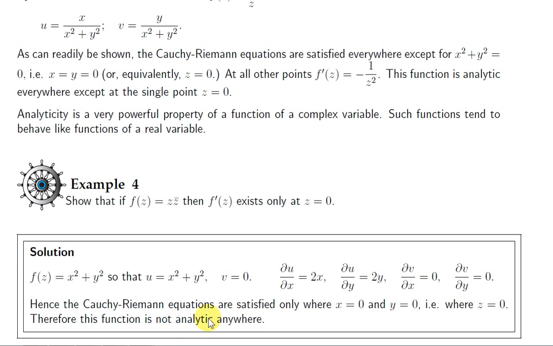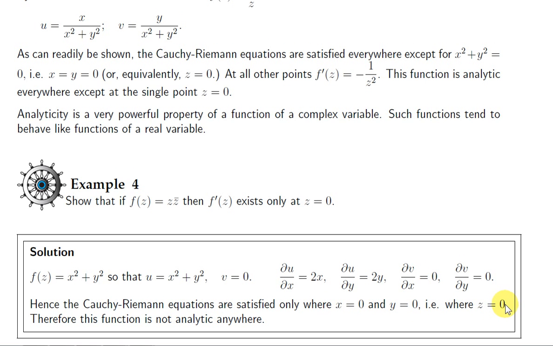For a function to be analytic at a point, remember that the function has to be differentiable in a region containing that point. This function is only differentiable at a single point, z equals 0. So if we have any region, no matter how small, containing 0, the function will only be differentiable at one point. So the function is not analytic at 0. It would need to be differentiable at all points in the region containing 0 if it is to be analytic at z equals 0.